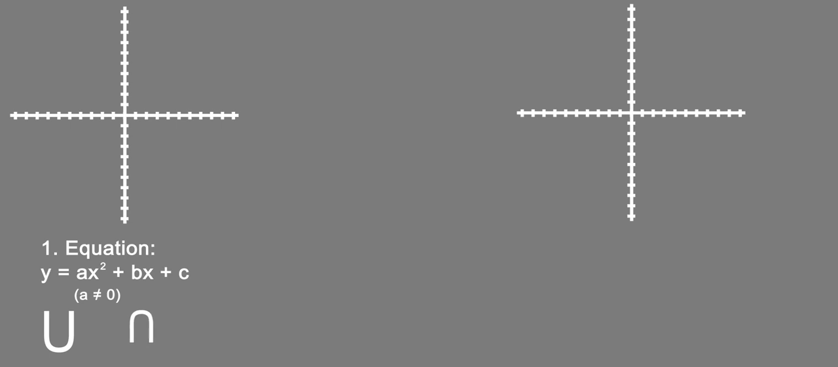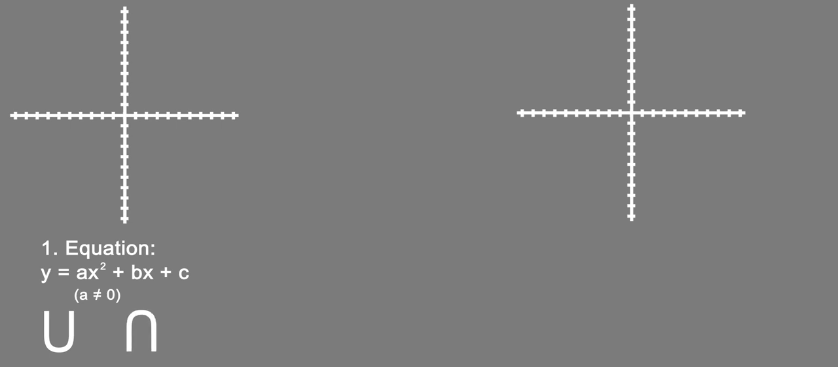So 1, from an equation, we will have the form f of x or y equals ax squared plus bx plus c, given a does not equal 0. Or more simply put, we'll have as the highest degree a 2 on the variable. From the graph, it's a parabola, which is either a U shape or an upside down U shape.